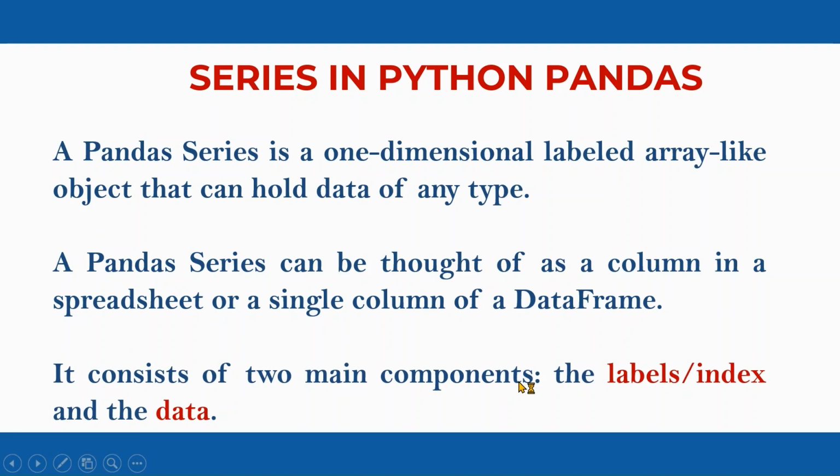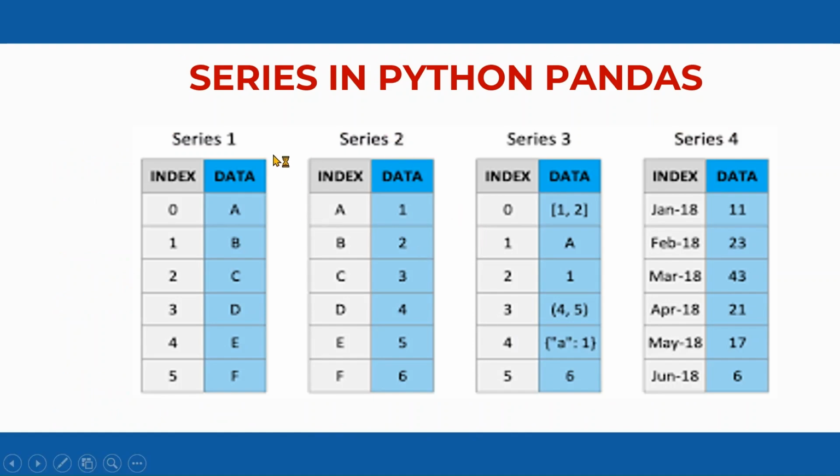Now it consists of two main components, the labels, or we can call it the index, and the data. So in the series we have the data, and we do have the index values also. Now if you can see, here we have series 1, series 2, series 3, and series 4. We have two things. This is the actual data A, B, C, D, E, F, and these are the index numbers. If you don't give any index numbers, by default it will start from 0 to n minus 1. Here we have 6 elements, so it starts with 0 and ends with 5.